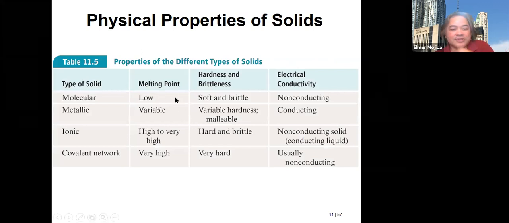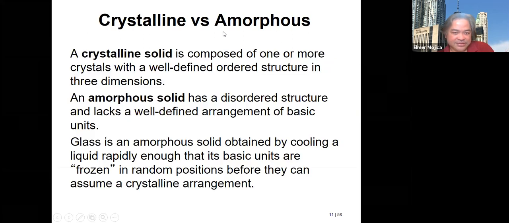So if we're going to summarize what we have so far, this is what we have. Melting point: low, variable, high to very high. Hardness and brittleness: soft to hard. And electrical conductivity: non-conducting for molecular, conducting for metal, and non-conducting for ionic. Covalent, usually they're non-conducting.